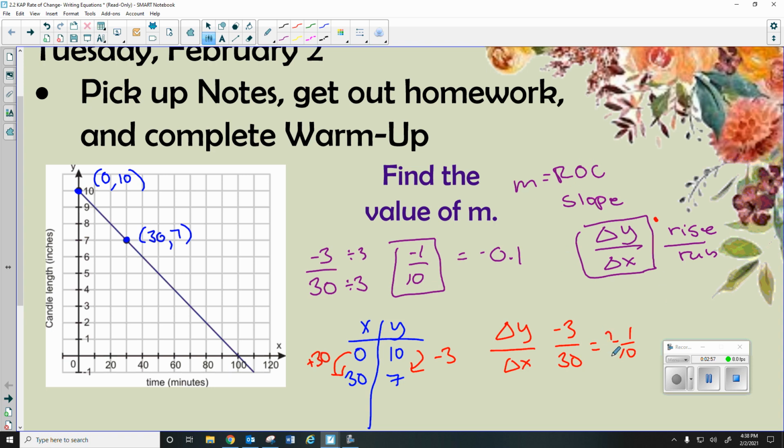I also noticed that in this, it's a negative slope. And how that changes it is it's going down. It's a downward facing slope. That's what negative numbers do.